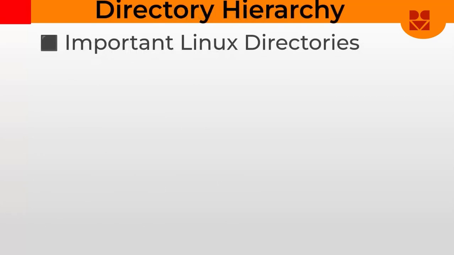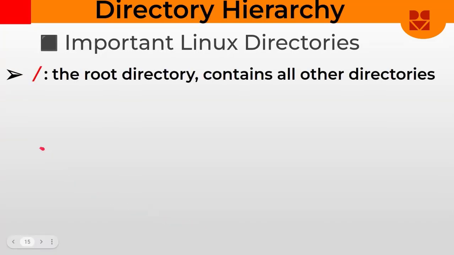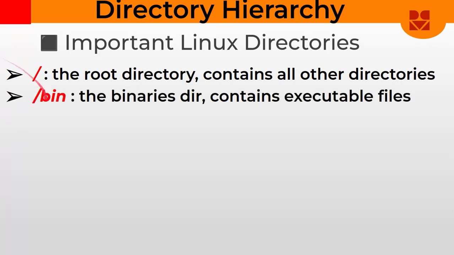Now, talking about the directory hierarchy in Linux, we should know that if you see the /, it means root, the root directory. And this root directory is the mother of all directories. It contains all other directories in the Linux operating system, right? And then we have the /bin, and this contains binary files. So it's also called the binary directory, and it contains executable files. So the programs that you can run, you see them in the binary directory. They are the executable files.